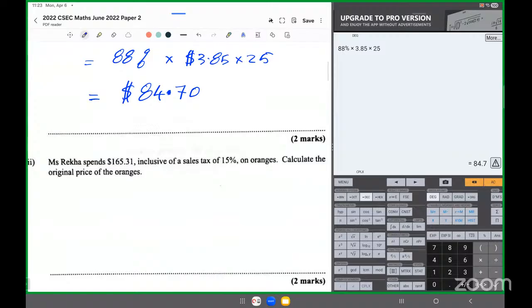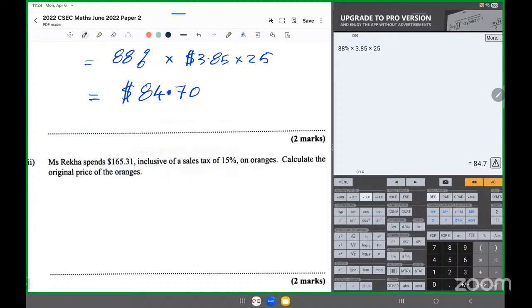It says she spends this amount of money inclusive of a 15% tax on the oranges. It says calculate the original price of the oranges. So you see this amount includes 15%. It means that the amount she spent is 115% of the cost price for the oranges, because this amount includes a 15% tax.